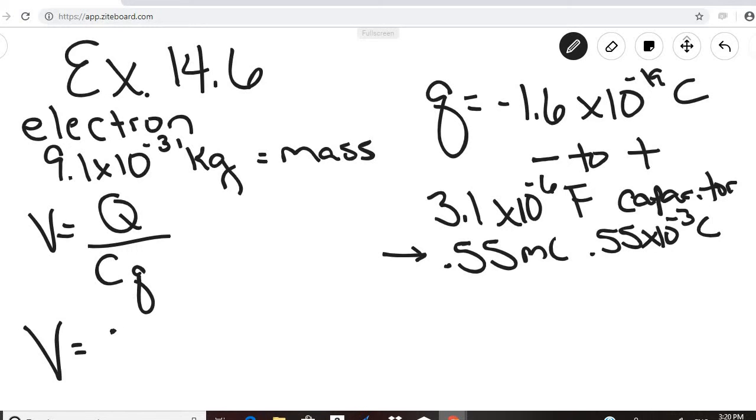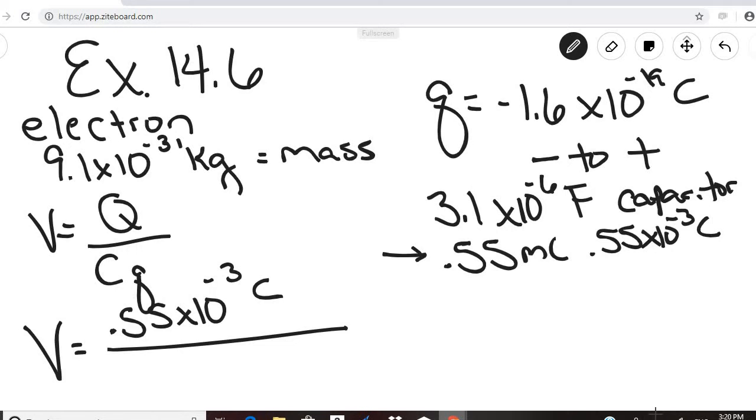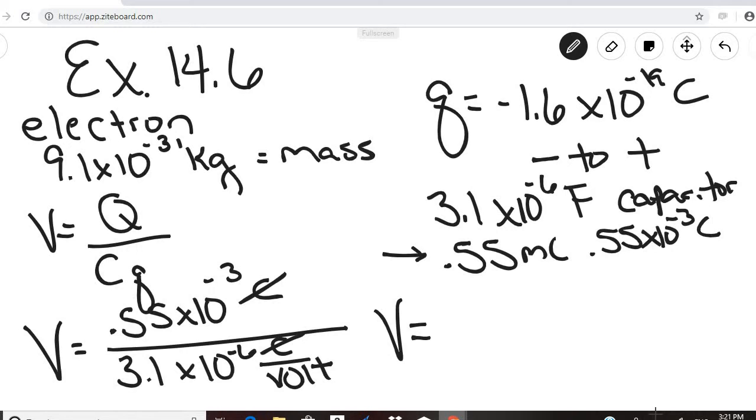So it's going to be 0.55 times 10 to the negative 3 coulombs, and this is the charge of the capacitor, divided by 3.1 times 10 to the negative 6 farads. And remember, a farad is a coulomb over a volt. So the coulombs are going to cancel, and you will be left with volts. So V is going to be equal to 1.8 times 10 squared volts.